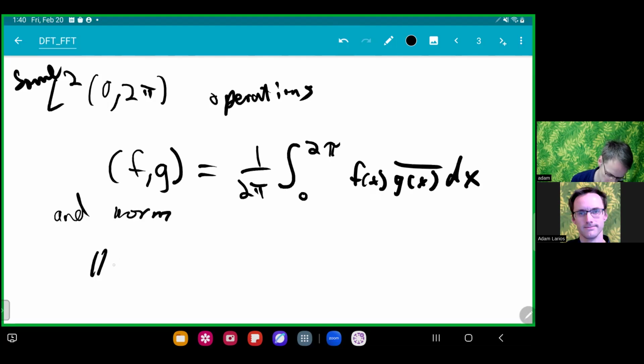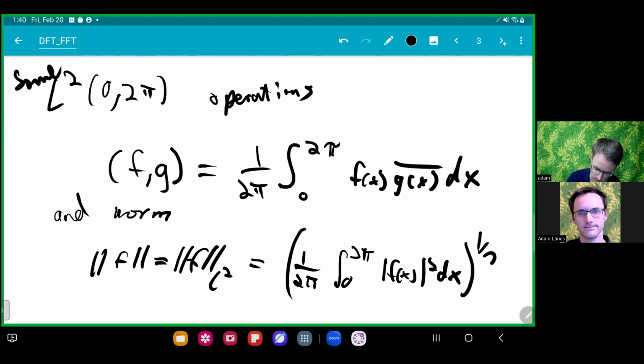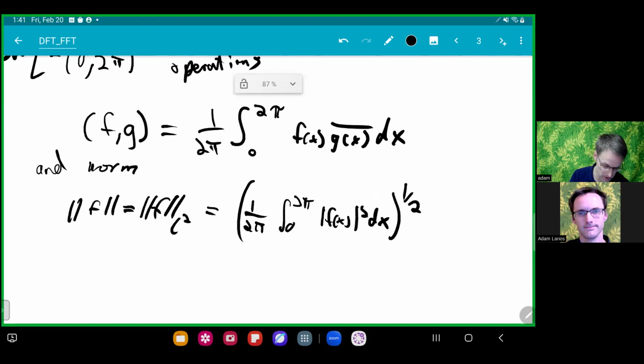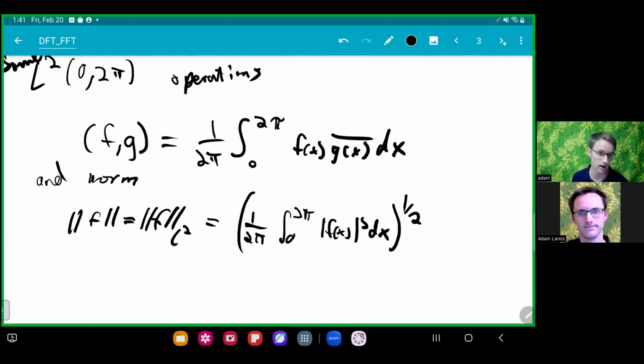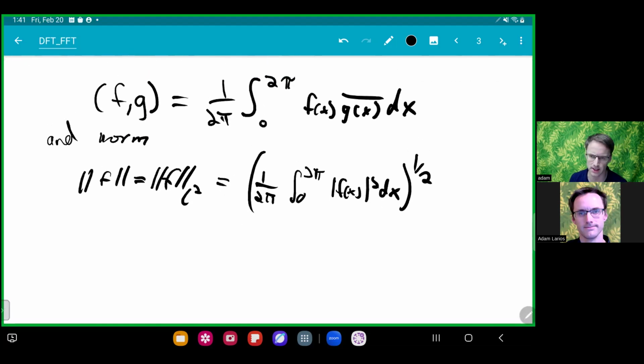And the norm, which sometimes I'll just write as double bars or double bars sub L2, is just 1 over 2 pi times the integral from 0 to 2 pi of f of x squared dx, to the 1/2, like this. All right. Remember that L2, this space up here, L2 0 to 2 pi, is just the set of measurable complex valued functions defined on this interval for which this norm is finite. The integral here is technically the Lebesgue integral. We won't worry about those subtleties now.